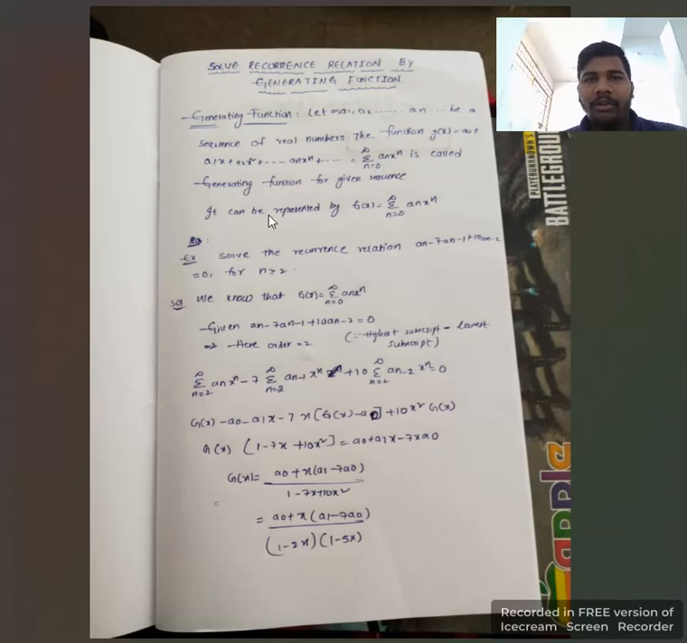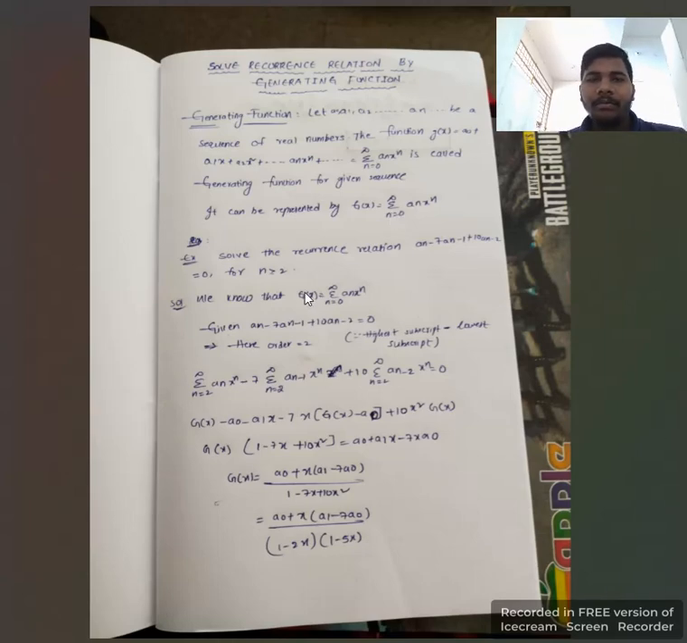The definition of generating function: let a0, a1, a2 and so on be a sequence of real numbers. The function g of x equal to a0 plus a1 x plus a2 x square plus and so on, a_n x power n and so on, which is equal to the sigma n equal to 0 to infinity a_n x power n, is called a generating function for the given sequence. It can be represented by g of x equal to sigma n equal to 0 to infinity a_n x power n.